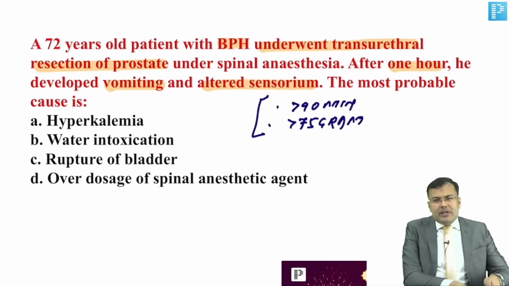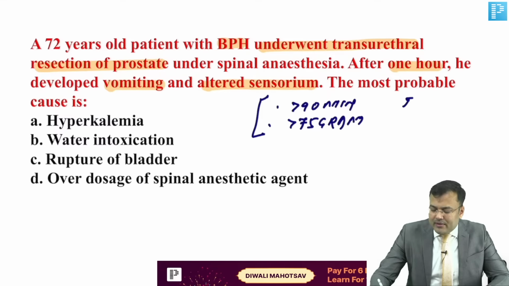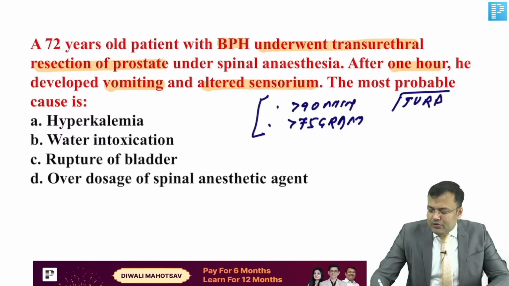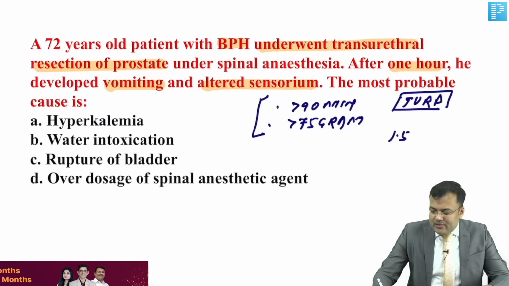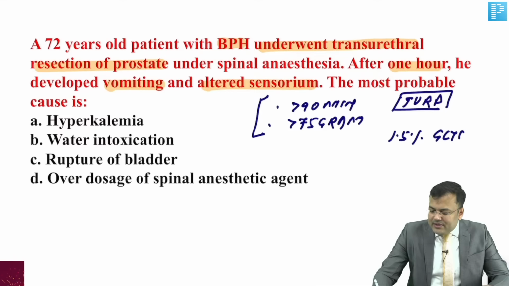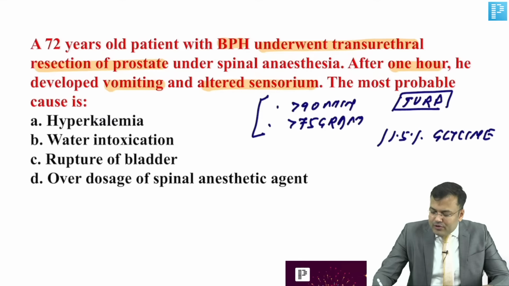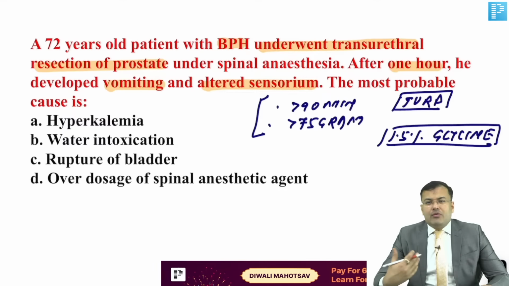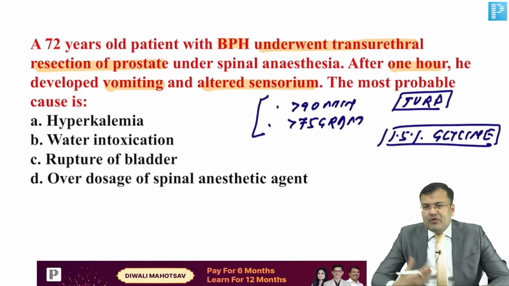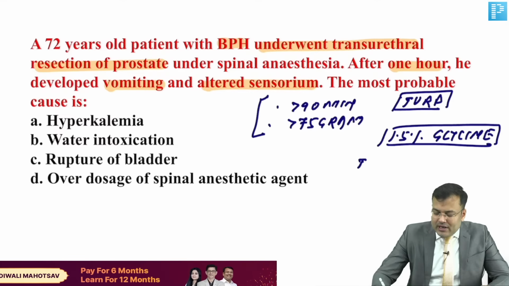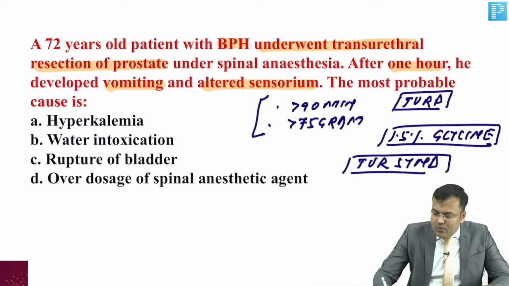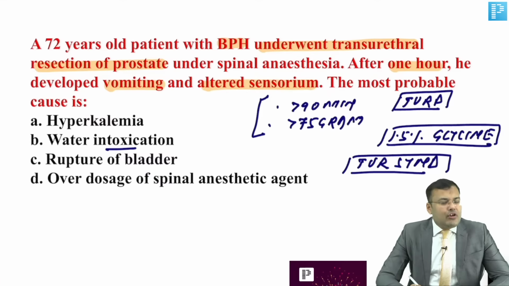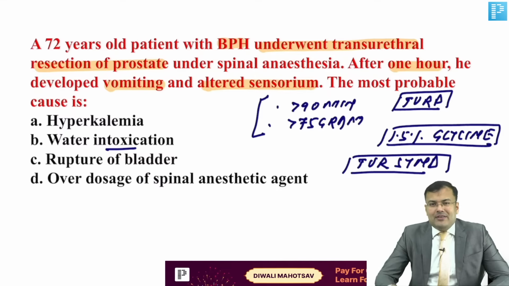Can you tell me what is the fluid used for irrigation of TURP? Tell me the answer. It is 1.5% glycine. Because of overload of this fluid, patient develops TUR syndrome, which is also known as water intoxication, which is also known as dilutional hyponatremia.